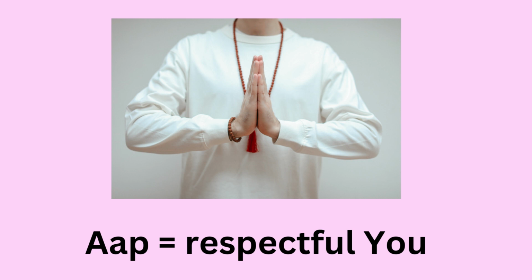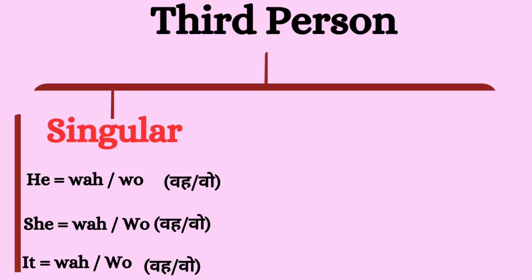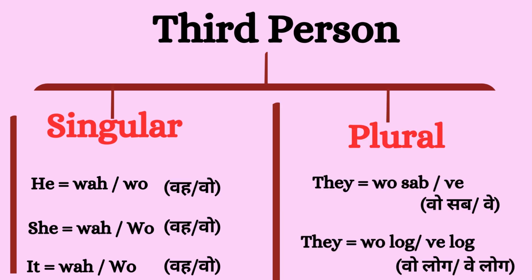Then comes third person pronouns. Now, third person singular is he, she, it, etc. And all three of them are referred to as vah or wo. And third person plural is they, and they is always referred to as wo sab or ve.